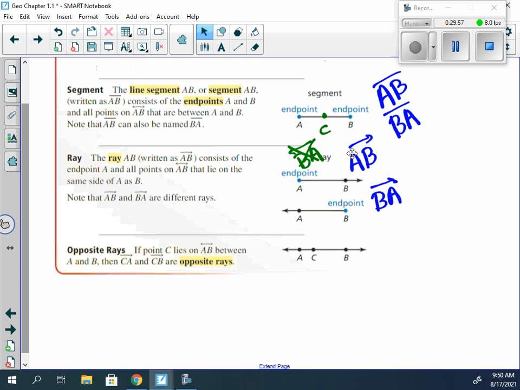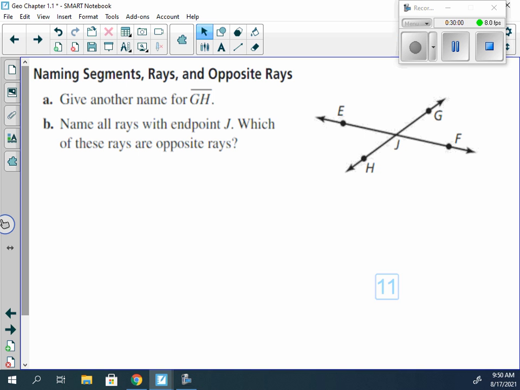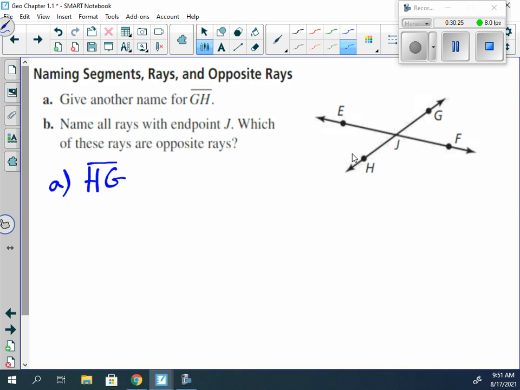Any questions on this here? All right. Again, we'll look at some examples. Give another name for GH. Another name for GH would be HG. And that's it, because with segments, we only have the two ways to name it, HG and GH.